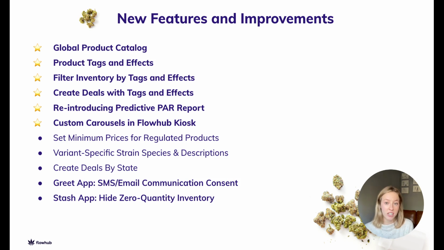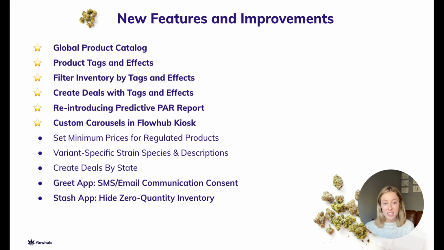So if you want all of your regulated products to only be able to be discounted down to $1, you can set that up in your store settings. And we now have variant-specific strain, species, and descriptions. So if your strain, species, or description does not match that of your parent product, you can now edit those on the variant level. If you are a multi-state operator, you now can create deals by state.